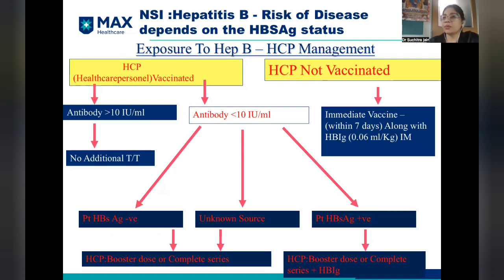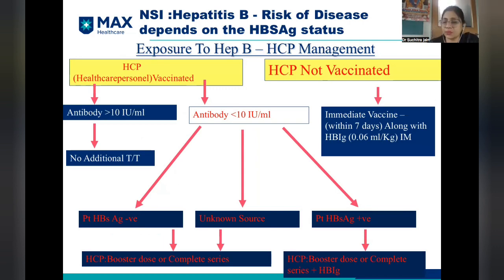So what happens if it is hepatitis B? We know 30% is the risk. The highest risk is with hepatitis B infection. Whenever there is a needle stick injury, the chance of getting hepatitis B is much higher than HIV or HCV. That is what I want to say: 30% versus 3% or 0.3%. So the risk of hepatitis B is 30%.